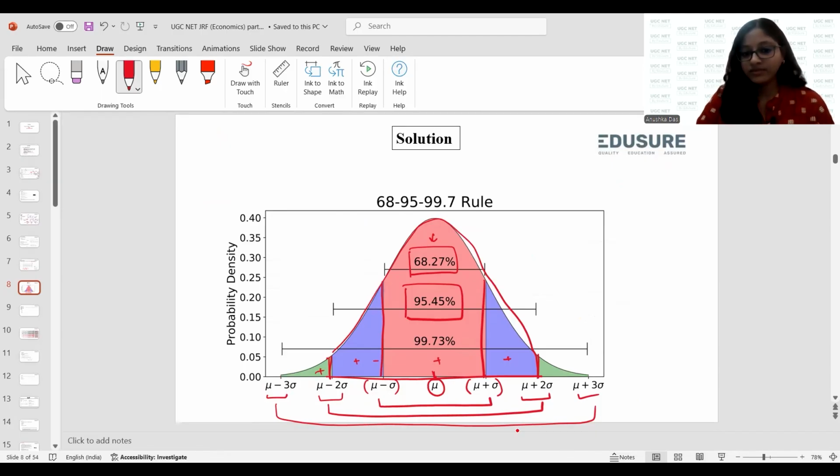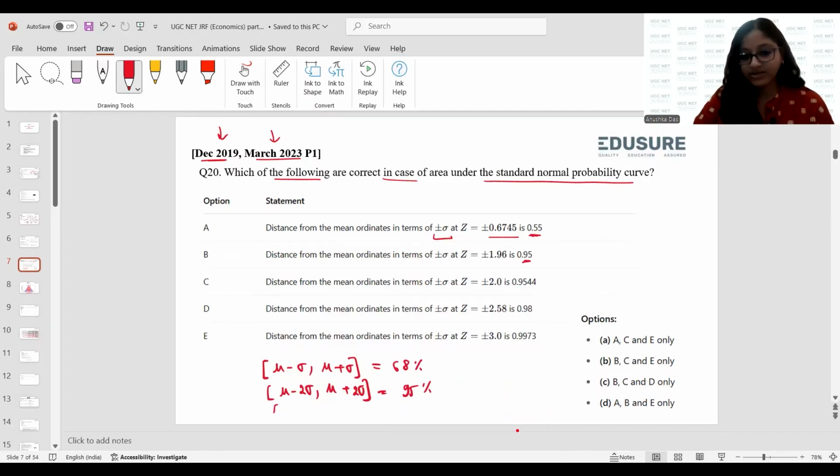That is this green portion plus blue portion plus pink portion. 99.73, approximately 99% of the distribution lies there. Almost the entire distribution lies in the 3 sigma range, which is one of the most important properties of the normal distribution, right? So this will be 99%. It's very important to remember this fact because many questions come. I've given you these two years, December 2019 and March 2023, but they have repeated this question multiple times before also.